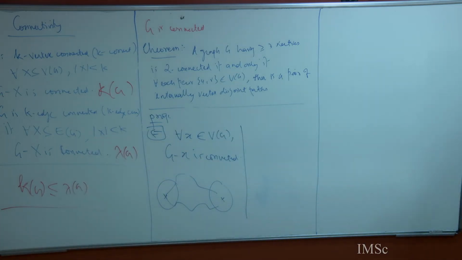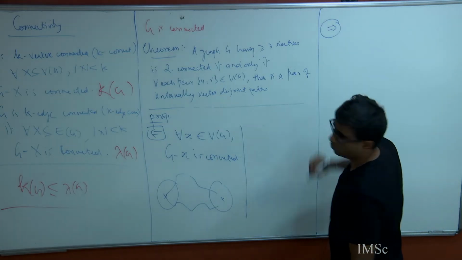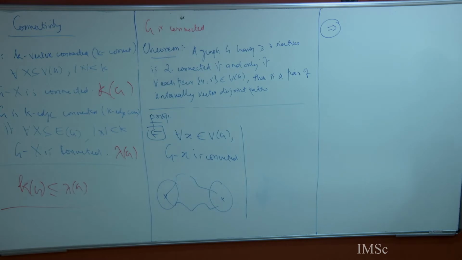Now let's try to prove the forward direction. And the forward direction I am going to prove by induction on something very interesting. Induction on the shortest path length, induction on d(u,v). What I am going to say is that if the shortest path between two vertices is 1, then the property holds. Then I will say the shortest path between a pair of vertices is something else, then okay.